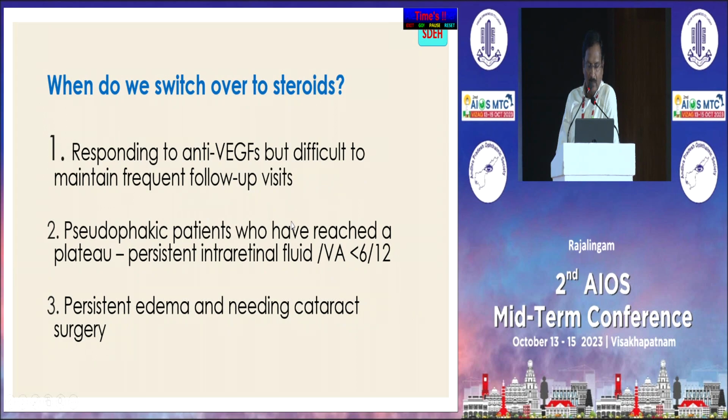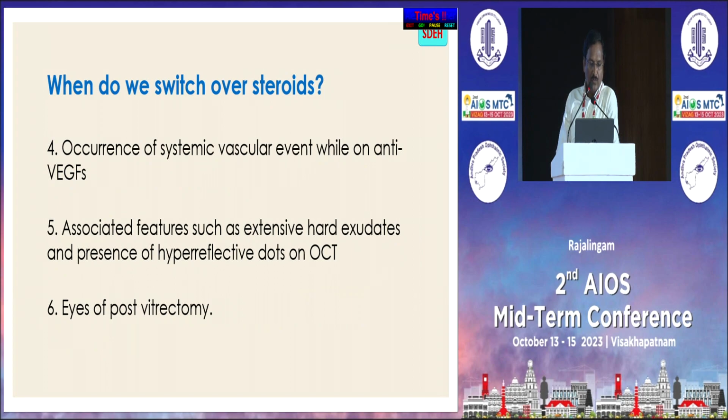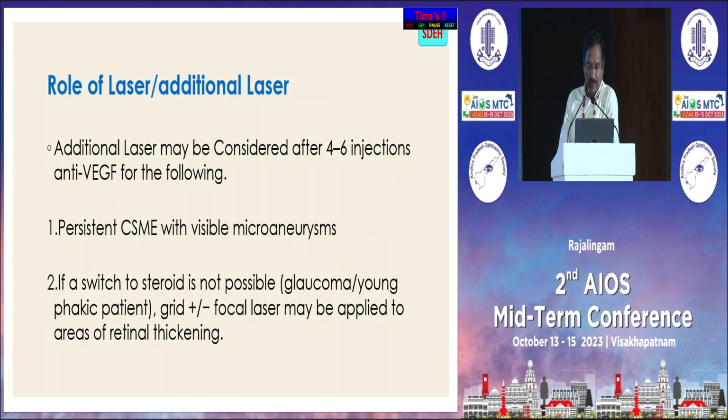So when to switch over to steroids: responding to anti-VEGFs but difficult to maintain frequent follow-up visits. Second is pseudophakic patients who have reached a plateau, that is persistent intraocular fluid, or visual acuity less than 6/12, or persistent edema and needing cataract surgery. The other conditions are occurrence of a systemic vascular event while on anti-VEGFs, associated features such as extensive hard exudates and presence of hyperreflective dots on OCT, and ultimately eyes post-vitrectomy.